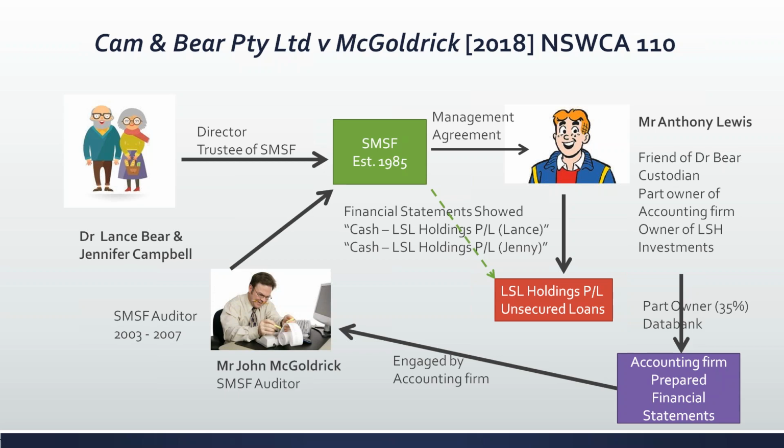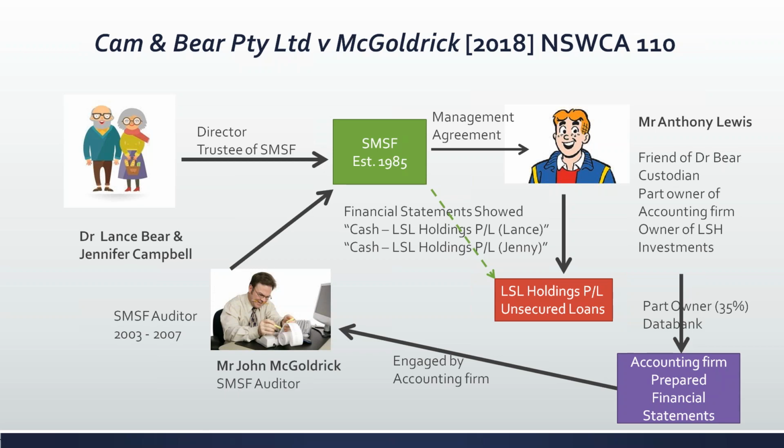Now, Anthony also owned an administration company, an accounting company, with another person, and his share was 35%. So the set of accounts were actually prepared by an independent entity where Anthony Lewis was also a shareholder, and that accounting company actually engaged John McGoldrick, who was the Superfund auditor. The first case details his qualifications and his experience in self-managed Superfund, and he was quite capable to actually audit the fund.